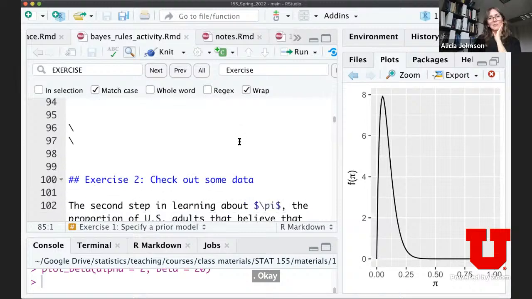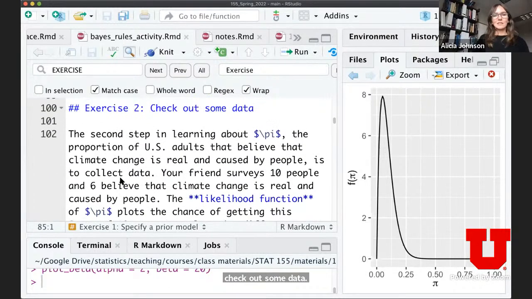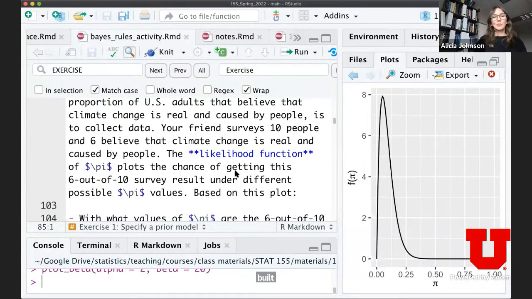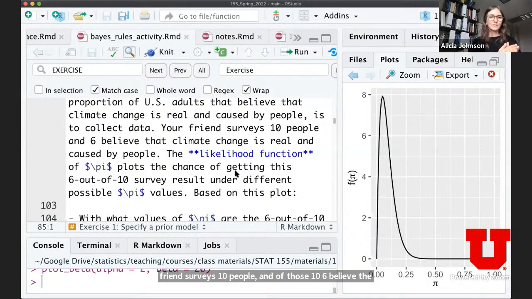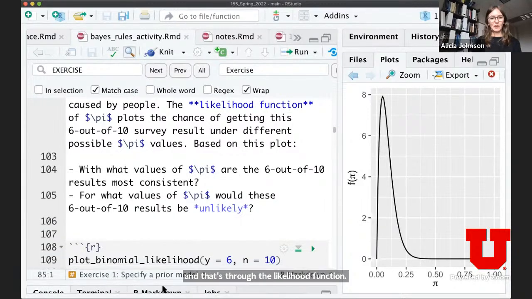Okay, so we'll go on to the next piece, which is to check out some data. The second step in a Bayesian analysis, after we've built our prior model, is to collect data. Suppose your friend surveys 10 people, and of those 10, 6 believe that climate change is real and caused by people. How we translate that data into information for a Bayesian model is just like we do in a frequentist model, and that's through the likelihood function. So I'm going to plot the likelihood function and then talk about it.